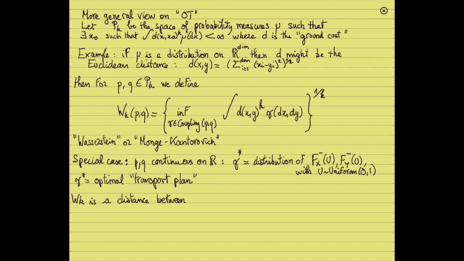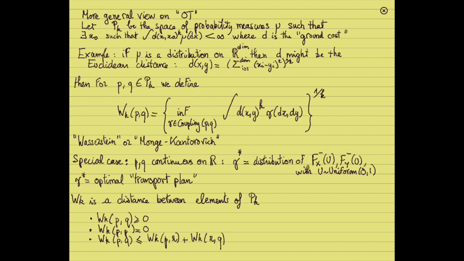So this object W_k is a distance between elements of P_k, this set of probability measures. That's not obvious, but it's a classical result that it's a distance between probability distributions. So it's non-negative. W_k of P and P is equal to 0. That's easy. And what's less easy is the triangular inequality is satisfied. So the distance between P and Q is less than the distance between P and R plus the distance between R and Q. So all of those properties are satisfied for the Wasserstein distance W_k.